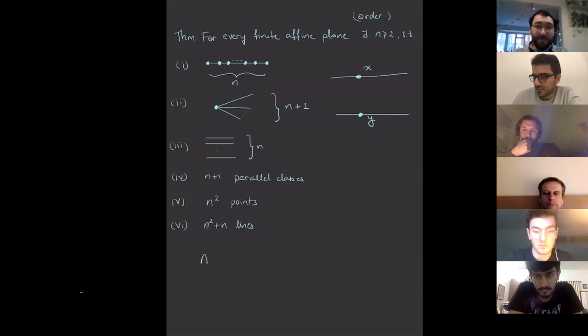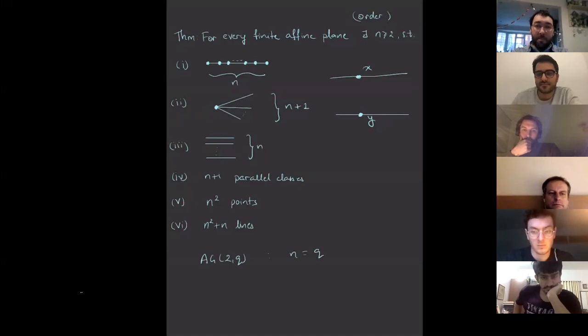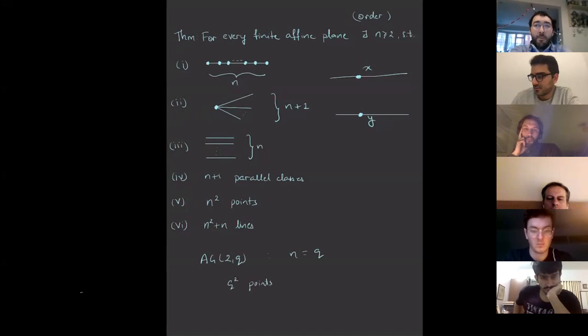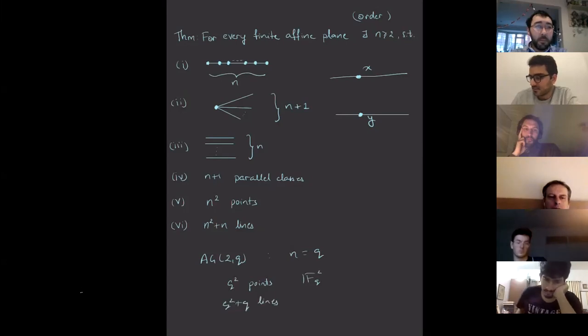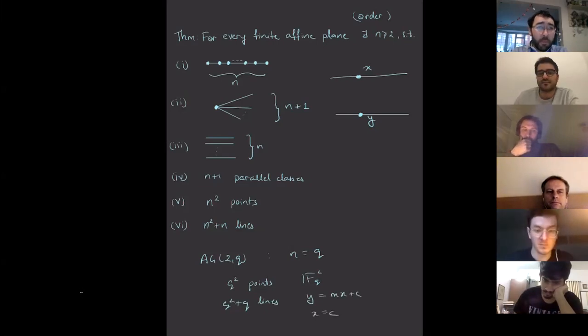So for example, in AG(2, q), n is q. So there are q squared points, which you all knew, of course. This is F_q squared. And there are q squared plus q lines. These are all lines of the form y equals mx plus c and x equals c. Okay, and you can count them, you get q squared plus q lines. This is a main example.